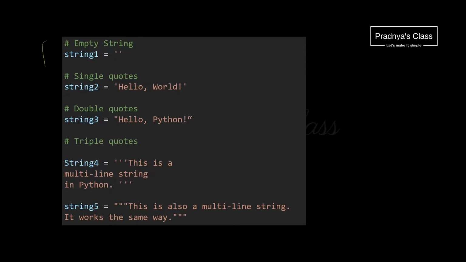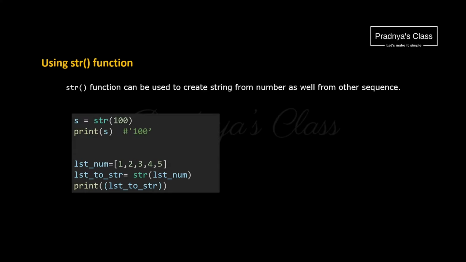With this program, you can practice all 4 types of string creation. Don't forget to print it. There is a string function with the help of which you can create string from other data type. Here we are converting one number data type to string, and in this example we are converting list to string.